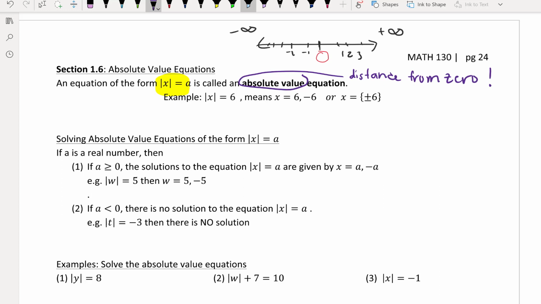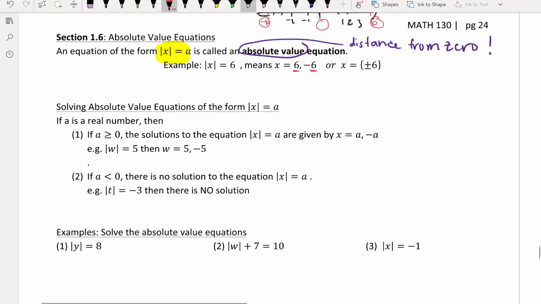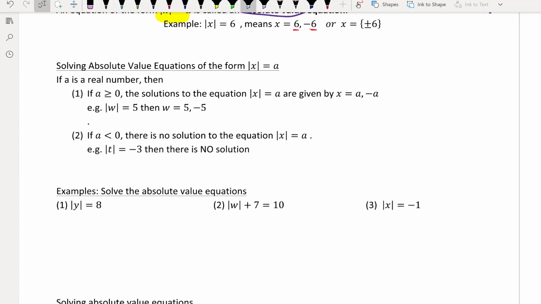So if I have the absolute value is equal to 6, that means I went 6 in the positive direction, and I got to the number 6. And I also went 6 to the left, and I got to -6 here as well. So then my answer is a +6 and a -6. Okay? All right. So solving absolute value equations of this form.